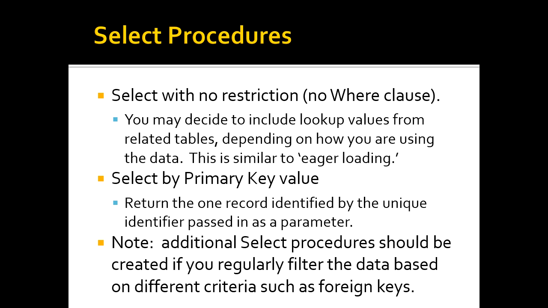Okay. So just to get into it a little further, select with no restriction. We usually have a select all type of stored procedure. Select by the primary key value. That's when we want to go get one. Usually the best thing, or the easiest, is always to identify it by the primary key, right? And then those are our main two select stored procedures.